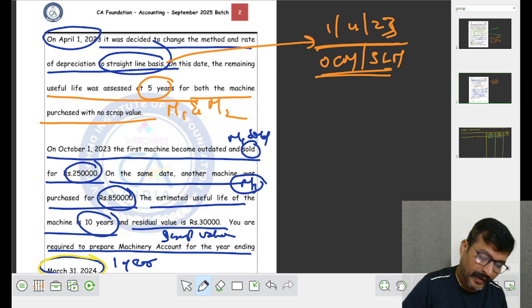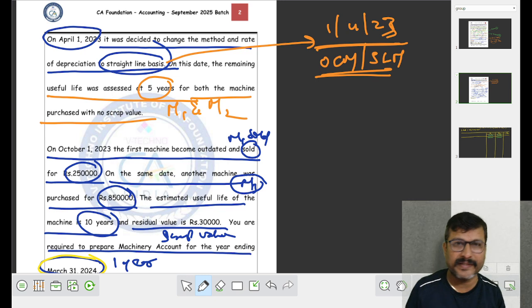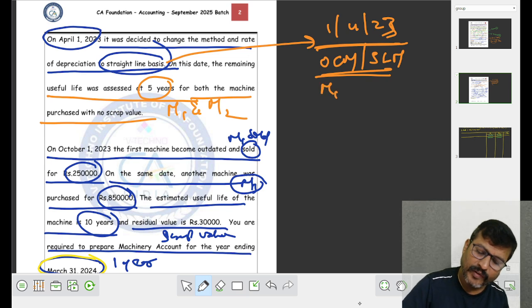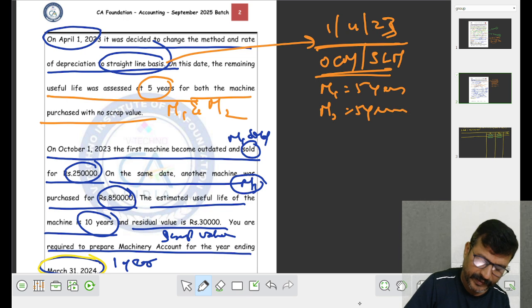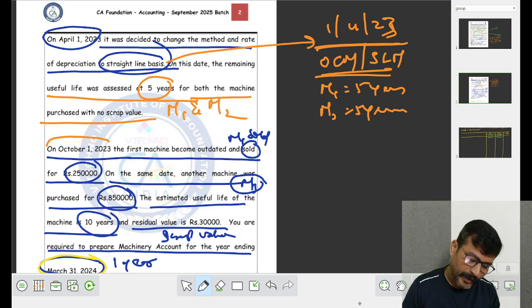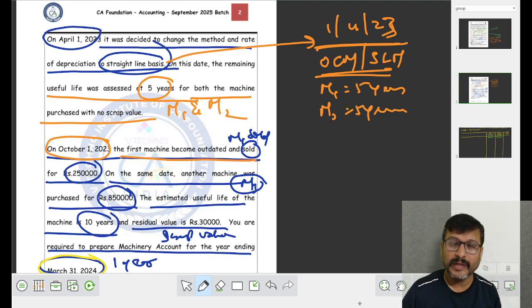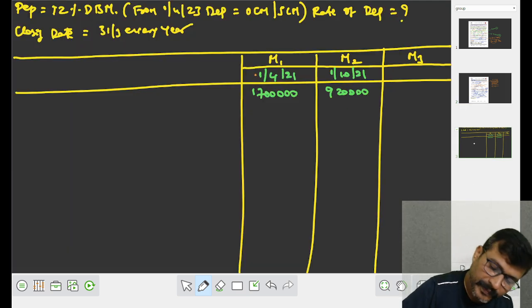बाद में क्या हुआ? On April 23, it was decided to change the method to straight line basis. वो भी हो गया. Life कितना है? 5 years. किसको? For M1 it is 5 years. For M2 also, life is 5 years. On October 23, my dear children, first machine became obsolete, outdated and sold for 2.5 lakh. When? 1st October 23. Now let me write.